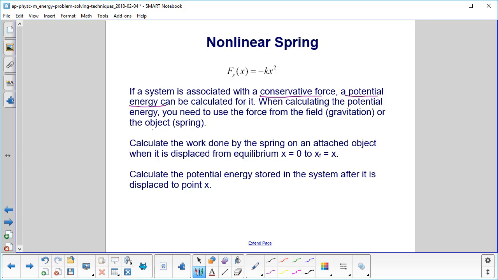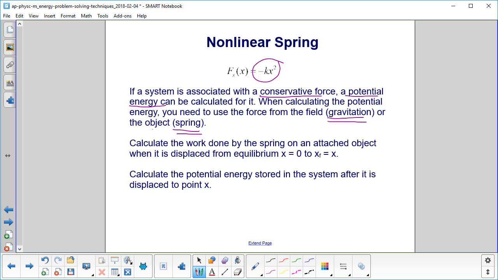That's the big point. When calculating this potential energy, you need to use the force from the field, which if you're doing gravity would be the gravitational force, and if you're doing elastic potential energy for a spring, you need the force due to the spring. So that's the negative here.